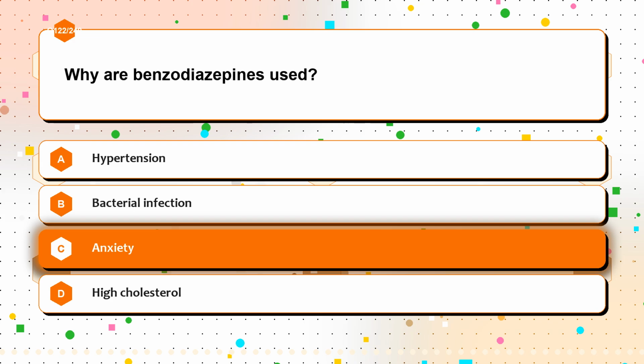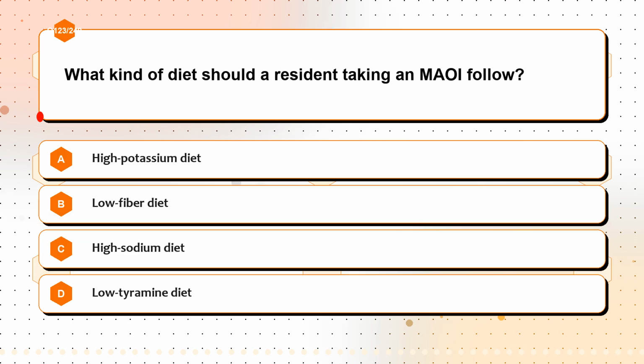The correct answer is option C, anxiety. Question 123. What kind of diet should a resident taking an MAOI follow? Here are the options. Option A, high potassium diet. Option B, low fiber diet. Option C, high sodium diet. Option D, low tyramine diet.